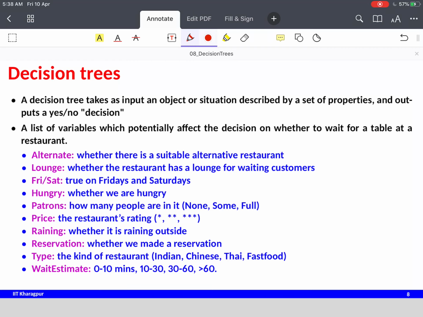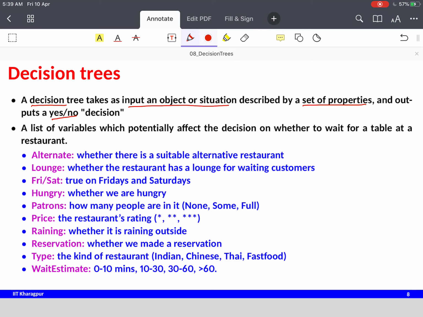So let us take an example of what we would like to do here. So what is a decision tree? A decision tree takes an input of an object or situation described by a set of properties, and the output is a yes or no, which is a kind of decision that it is trying to make. So the final outcome is 1 or 0.